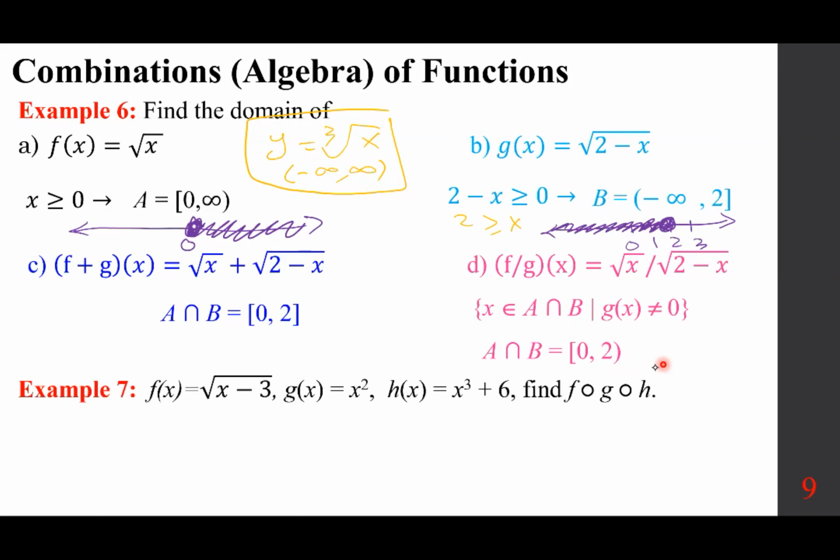All right, given f of x is square root of x minus 3, g of x is x squared, h of x is x cubed plus 6. We want to find f o g o h. So let's do them in a couple of steps. We can do f o g first. So what is f of g of x? That means in this function, replace the x with g. So put the g of x here. So that's f o g.